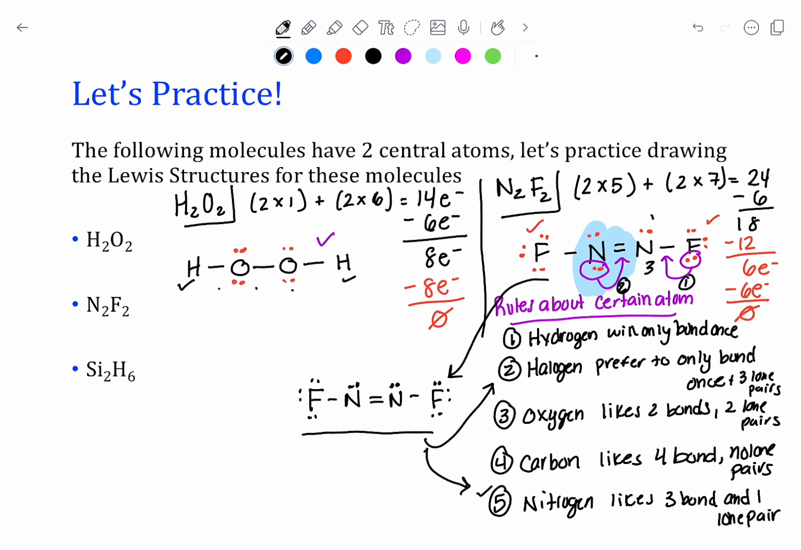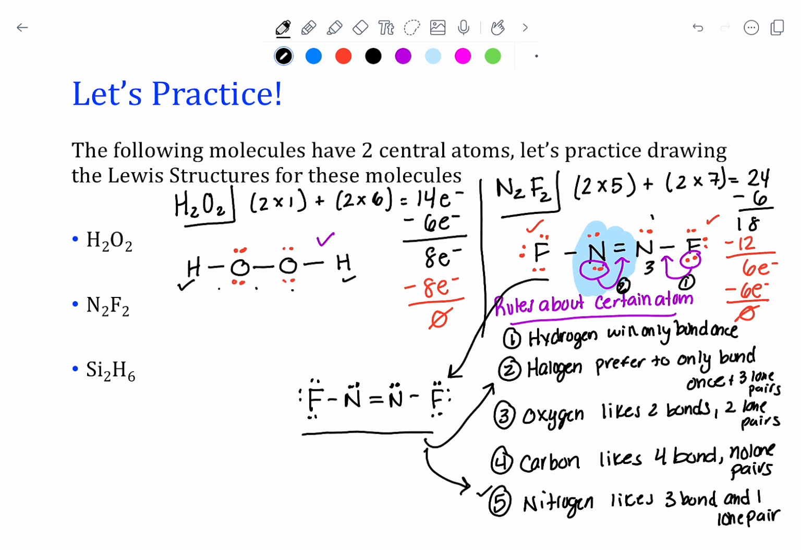Hydrogen will only bond once. Halogens will also only bond once and have 3 lone pairs. Oxygen will bond twice and have 2 lone pairs. Nitrogen will bond 3 times and have 1 lone pair, and carbon will have no lone pairs and only bond 4 times. Okay, those are our general rules of specific atoms that we see often.